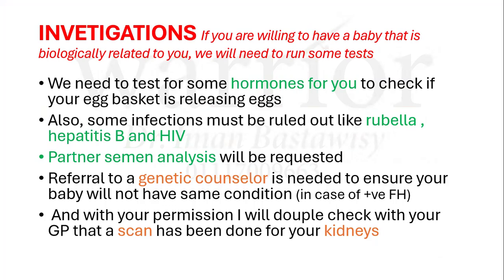All right? So for Sarah, if she's willing to have a baby that is biologically related to her, then you will need to run some tests. First is the hormonal test. You'll tell her that we will need to test for some hormones for you to check if your egg basket is releasing eggs. Also, we will test for some infection like rubella, hepatitis, HIV, and syphilis. Your partner's semen analysis, if it was not done, is going to be requested. And I may also refer you to what we call the genetic counselor. So to ensure that your baby will not have any same condition in case she has this condition running in her family.